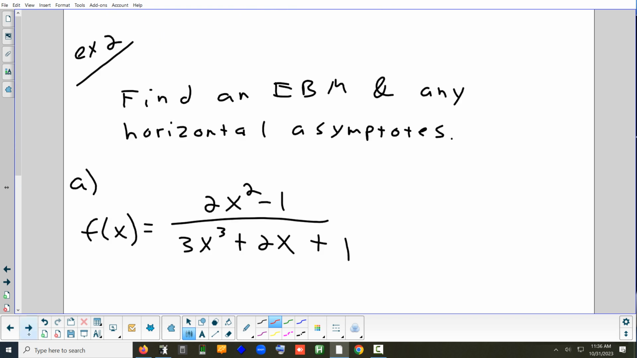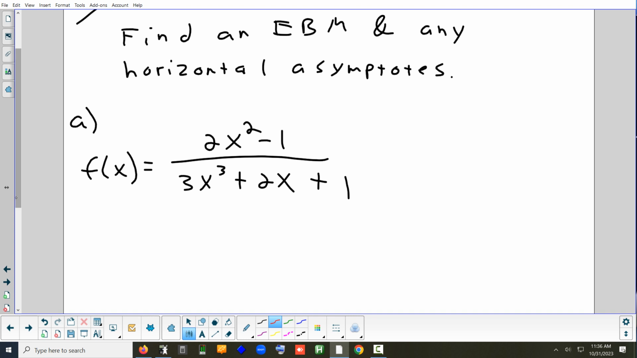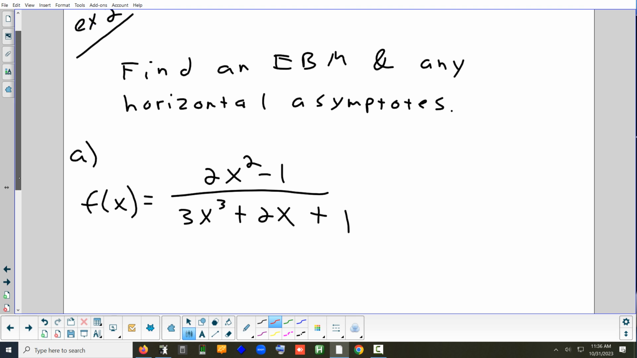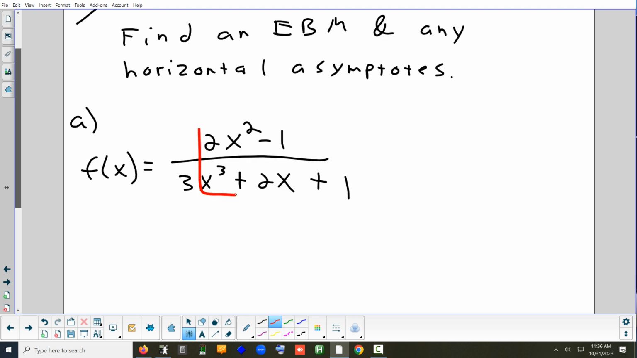All right, so let's try the EBM, and then I'll show you how to use it to find the horizontal asymptote. Okay, so what's the highest degree term in the top? Yep, 2x squared. Always check the whole thing, just in case they didn't put it in order. It should be in order from the highest exponent to the lowest, but it doesn't necessarily have to be. Okay, so that's the highest degree term in the top.